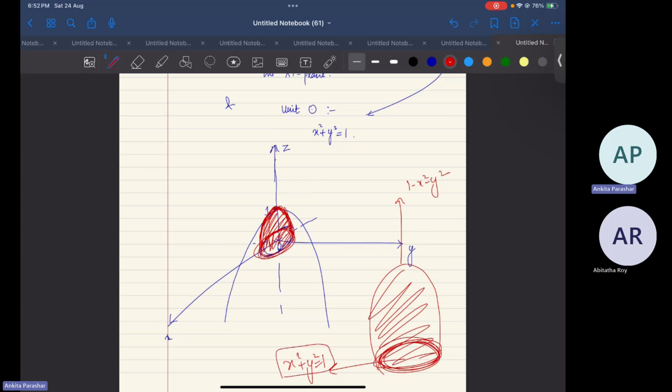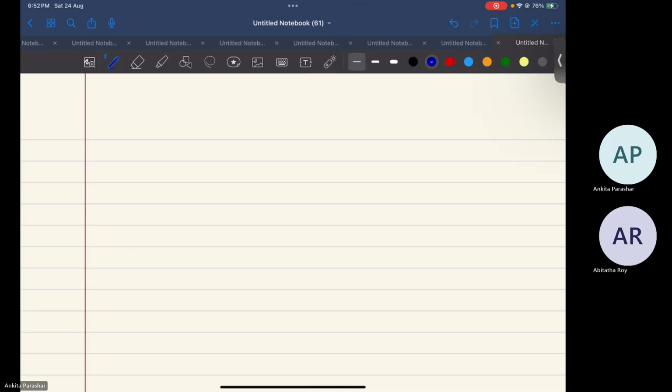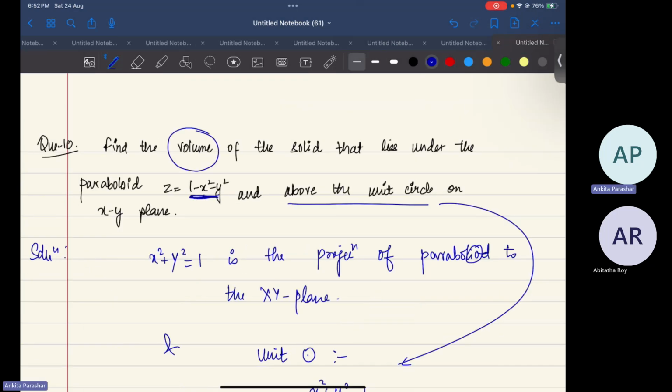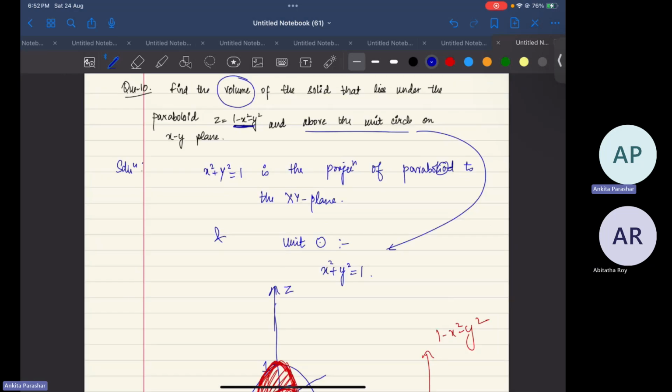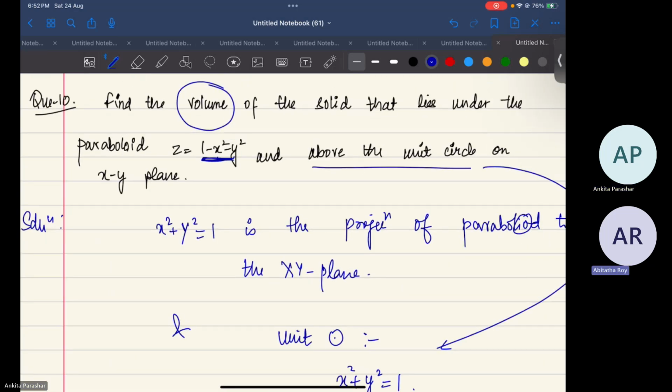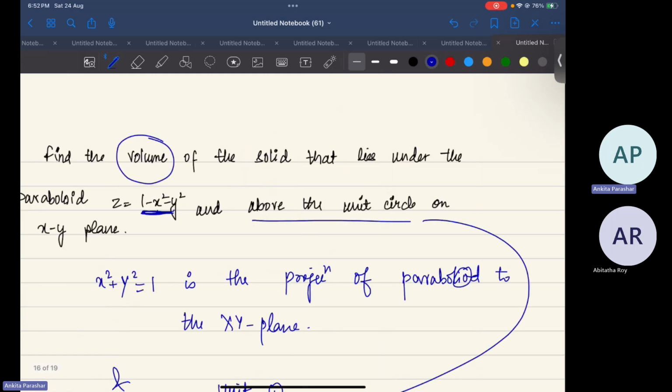Yeah, can you tell me just the limits and then we will just talk. Okay, one has to find the volume, remember? So one has to find the triple integration dz, dy, dx. What is the limit for z? 0 to 1 minus x square minus y square. Very good. What about y?